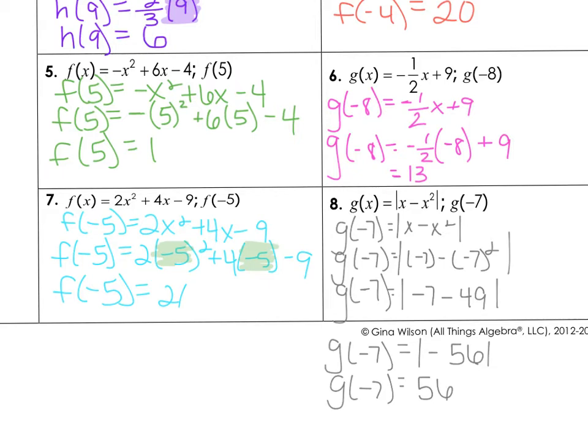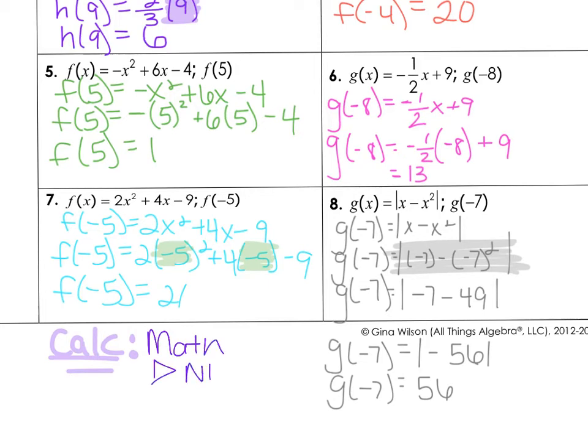Now, you could have put this entire step in your calculator. The only difference is you need to know how to get that in your calculator. And you're going to press math over to NUM, and you're going to choose number 1, ABS, and then it'll look like this, and you have to type everything in there, and you should get a 56.